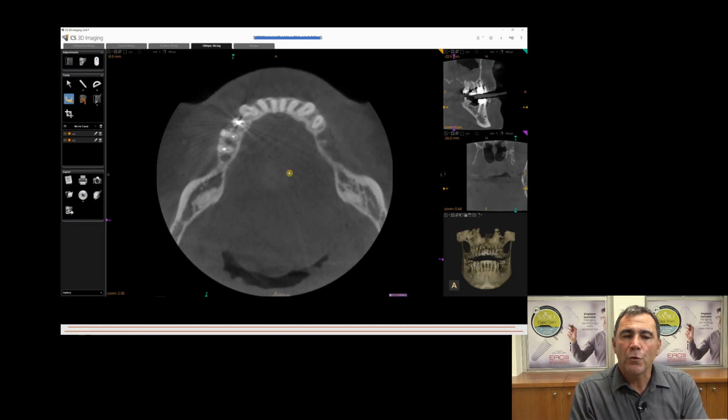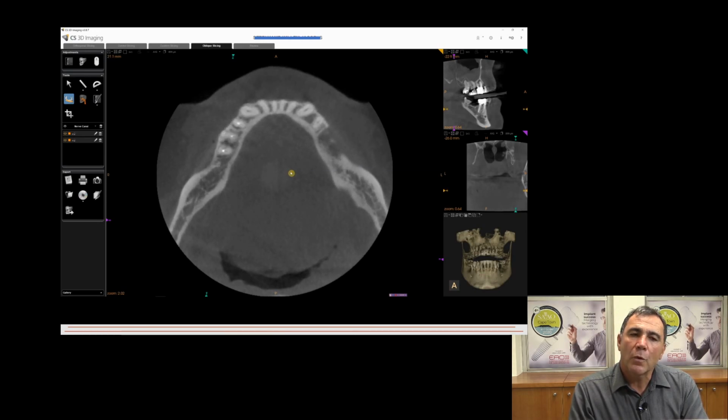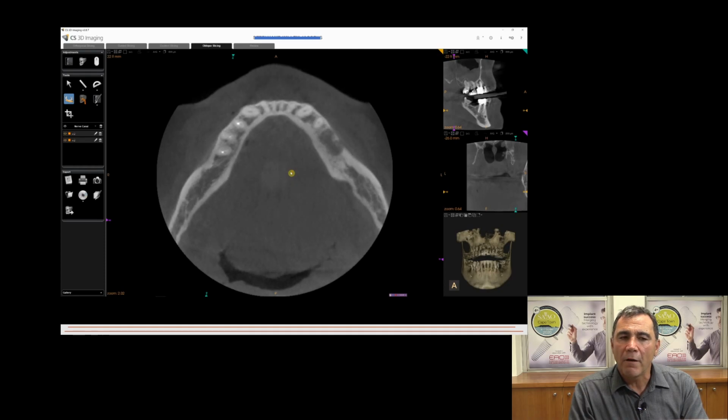And then we go through to the mandible, and in the third quadrant you can see there's an area of freshly extracted wounds that is healing.